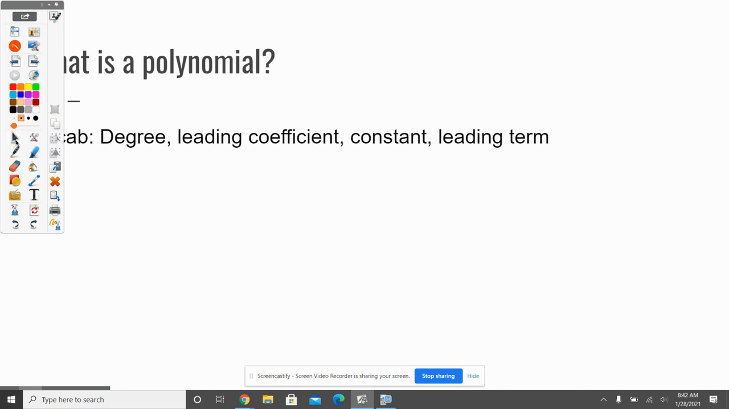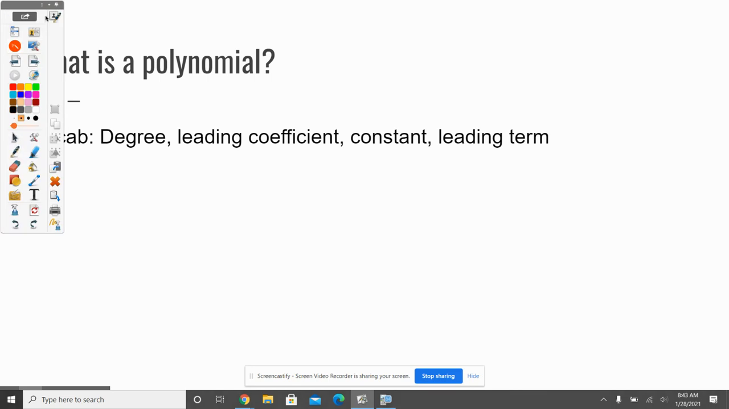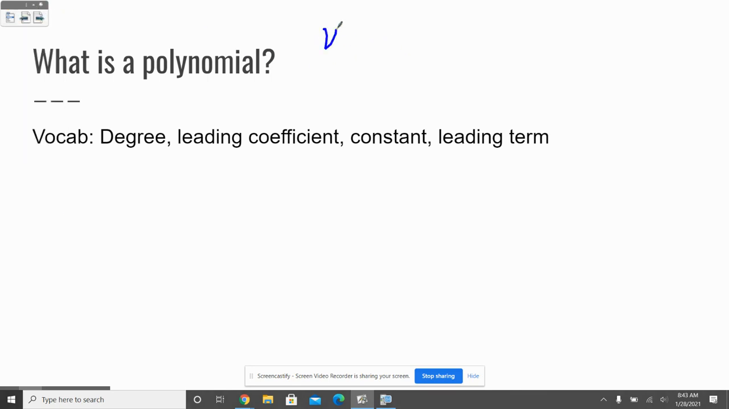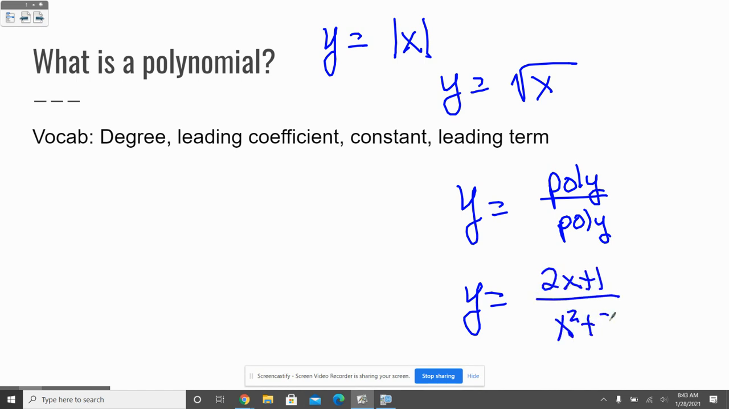Now, Ryan asked a really good question that's worth discussing. He said, so what's not a polynomial? Because almost everything you guys have experience with are polynomials. What's not polynomials are your absolute values and your square root graphs. If you have a polynomial over a polynomial, it's not a polynomial. That's called a rational graph. So if you had 2x plus 1 over x squared plus 3, that's not a polynomial. 1 over x or those types of things are not polynomials.